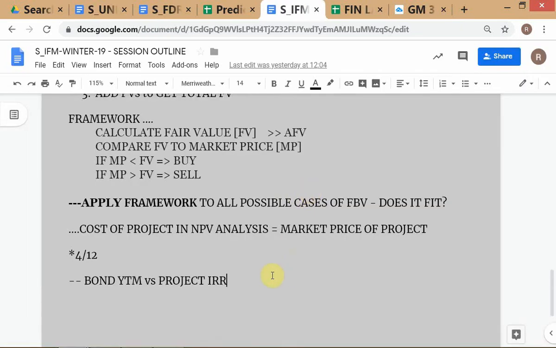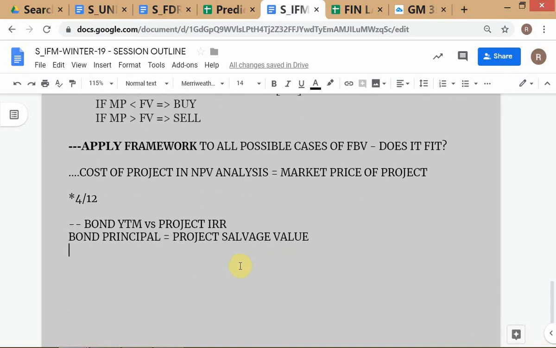So let's go to bond YTM versus project IRR. Here I'm going to write down the point that Parul raised: bond principal is equal to project salvage value. I'm just writing this here to remind you of the discussion that bond principal is equal to project salvage value. Now we go to our next topic, which is the case.